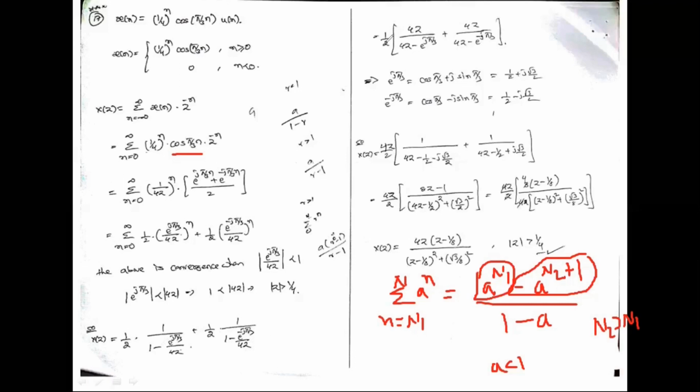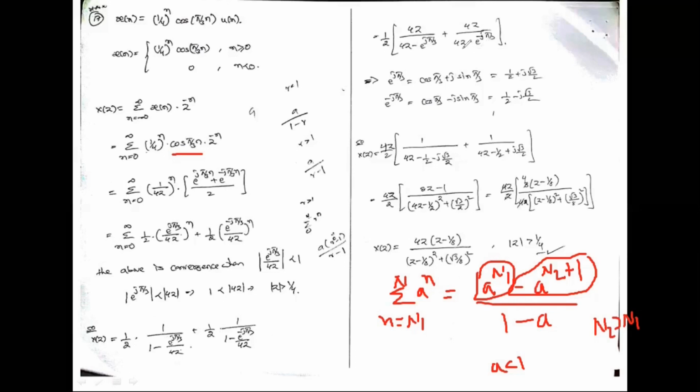Simplify. Common of 1 by 2. Take the 4z as the LCM here. 4z gets in the numerator: 4z minus e power j pi by 3, plus, and here also the 4z is there. 4z gets in the numerator: 4z minus e power minus j pi by 3.